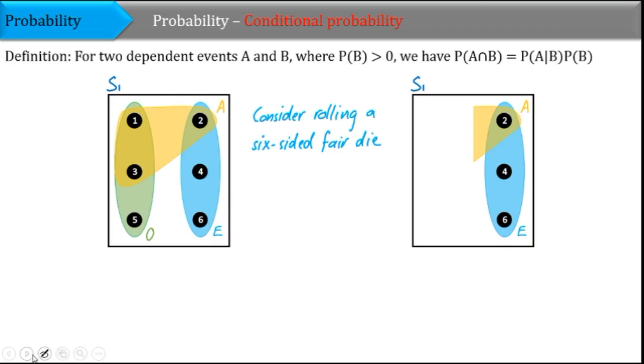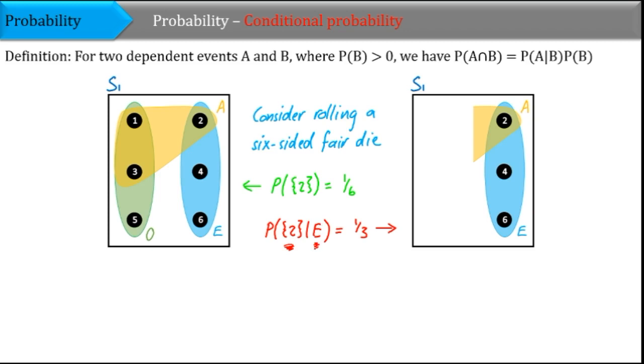Right, now let's have a look at what that actually means graphically. If we roll the six-sided fair die, we consider these two sample spaces. Okay, we've seen this before. The one on the left will be the probability, or we can calculate the probability of getting the outcome 2 will be 1 over 6, because it's 1 divided by the total, which is 6.